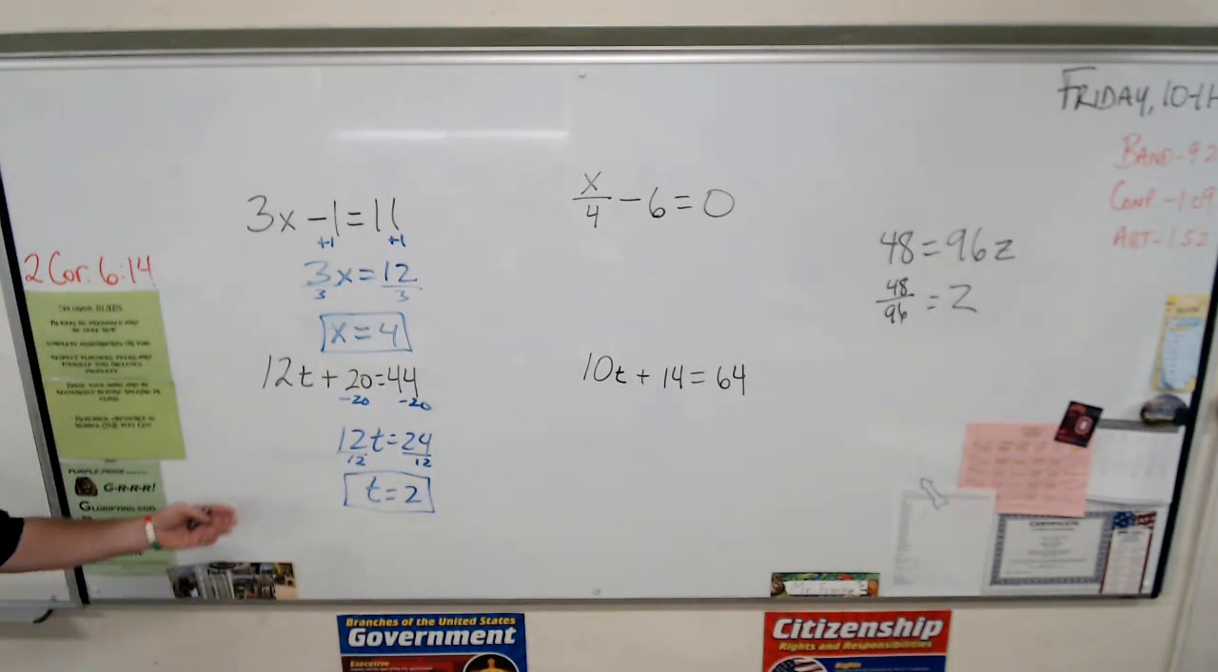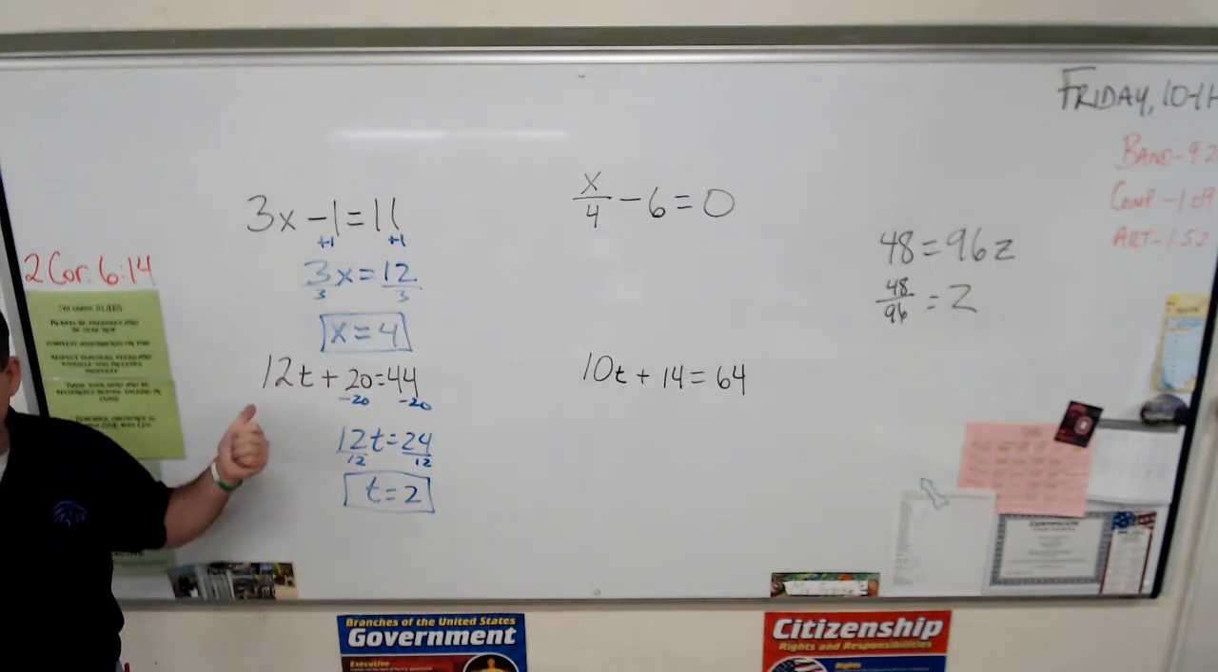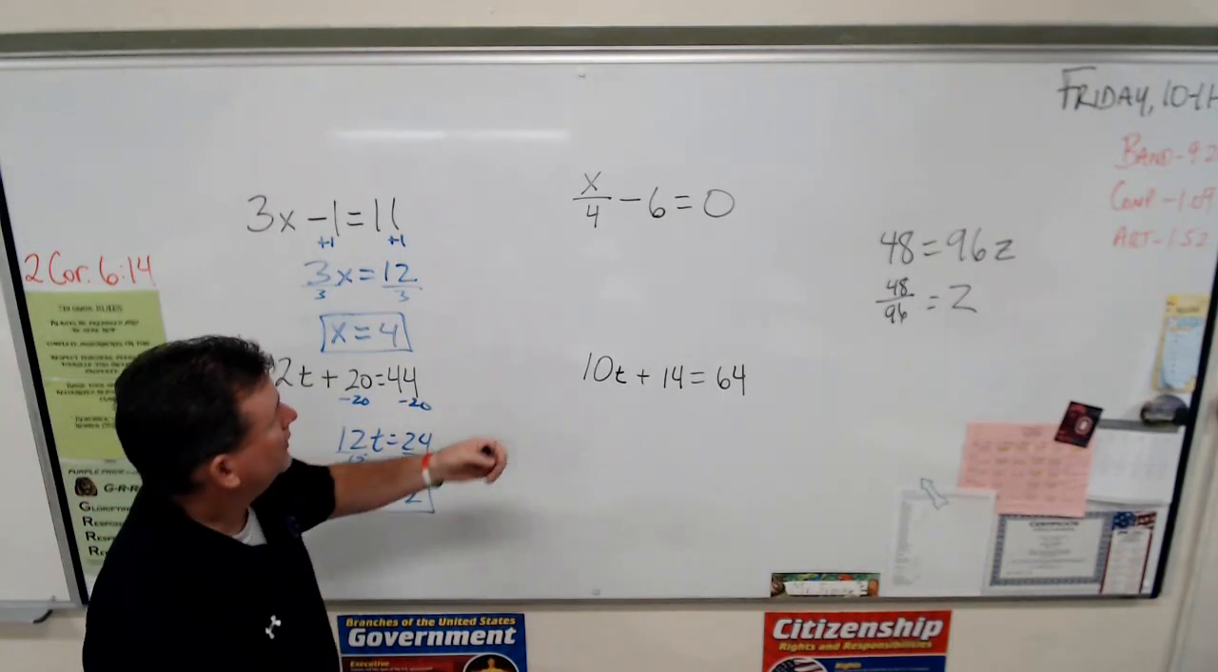How do I check it? What's 12 times 2? 24. What's 24 plus 20? 44. Yay. Got it? Yeah.